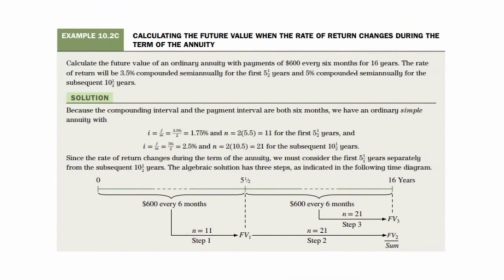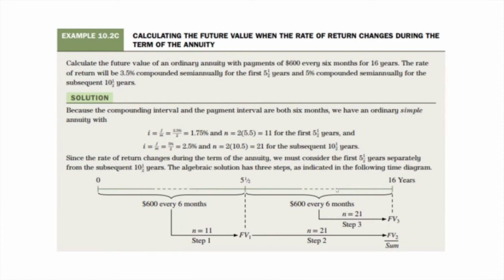In the first 5.5 years, and for the subsequent 10.5 years, 5% compounded semi-annually. So semi-annually, that's 5% divided by 2, which is 2.5% per period, and we've got a total of 10.5 years. 10.5 years times 2 per year is 21. So the total number of periods is 21.